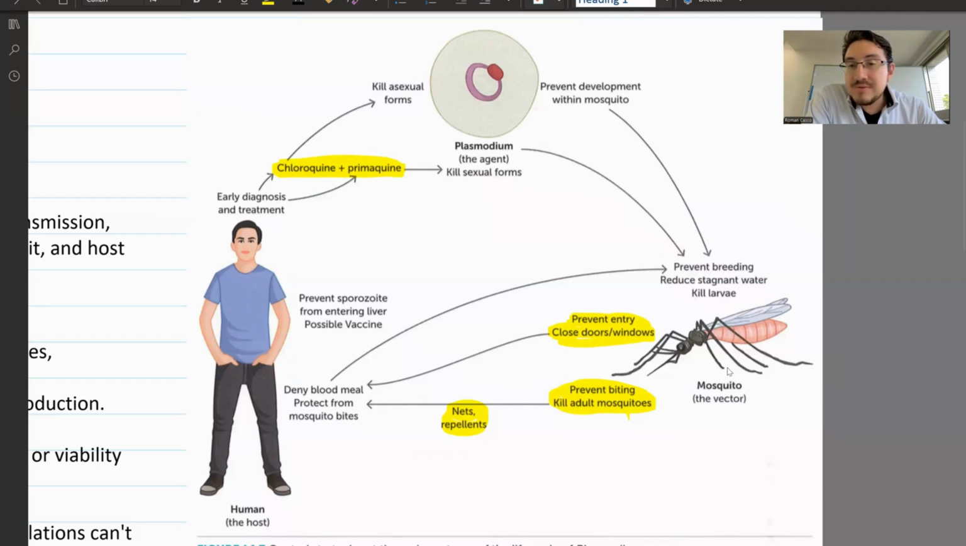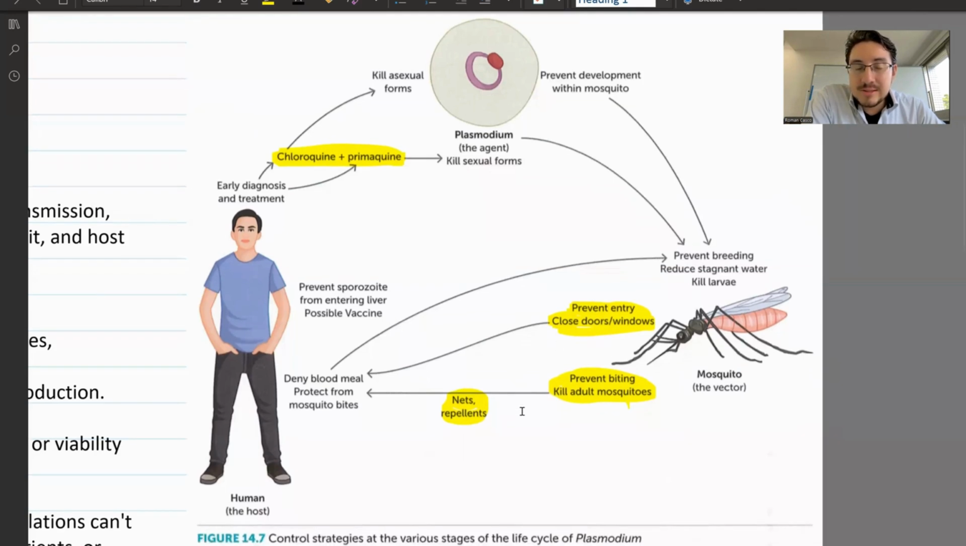You have the mosquito as a vector. If you prevent breeding, right? If you remove any stagnant water that is accumulating during heavy rains and so forth, you're basically killing off larvae, right? You're destroying them for even growing in the water. If you prevent entry, some physical things in your house, that you prevent entry by closing the doors and windows, or prevent bites, getting mosquito bites in the first place, right? By using nets or sprays, right?